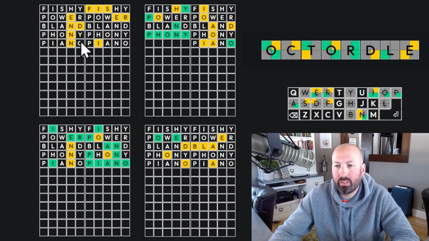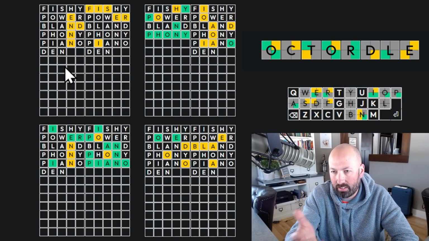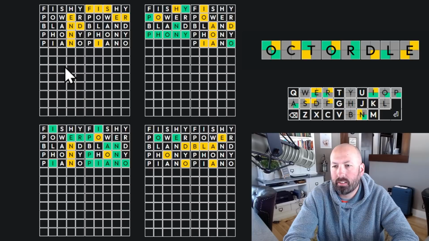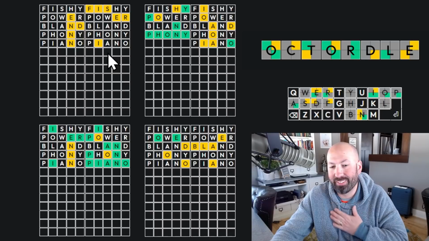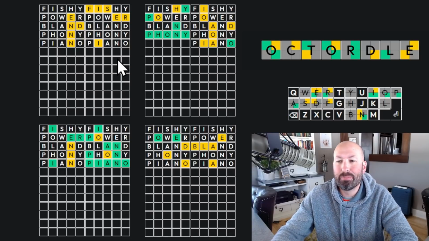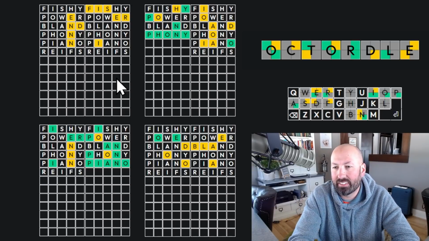What about up here? Do we really have anything? I mean, the N and the D, the E-N-D. Excuse me, but that could be den something. There's a lot of possibilities there still. And this one we still think is probably, or at least I still think is probably reefs. I don't know what you think it is, but I still think it's probably reefs. R-E-I-F-S.